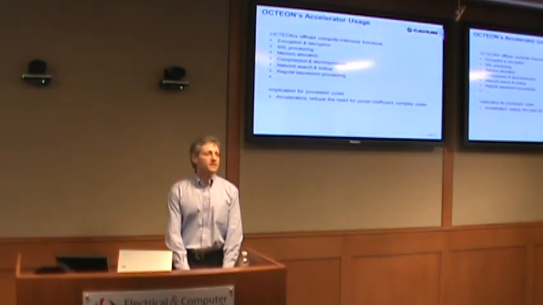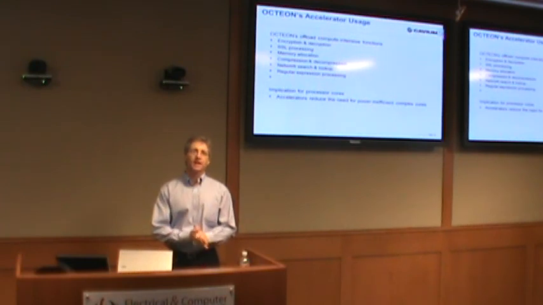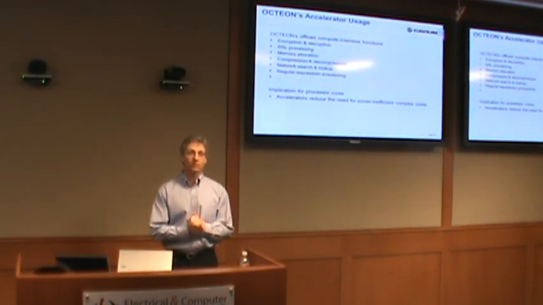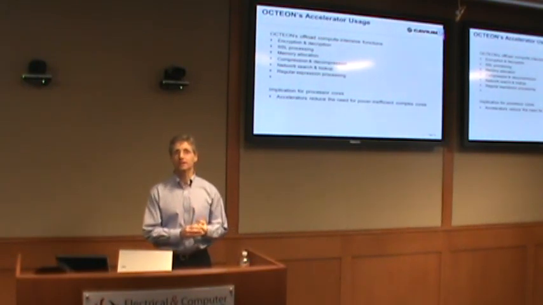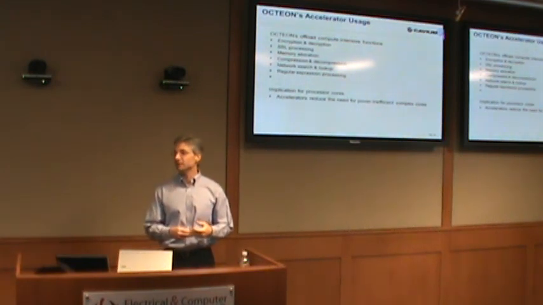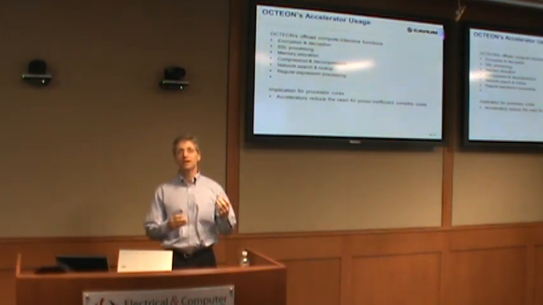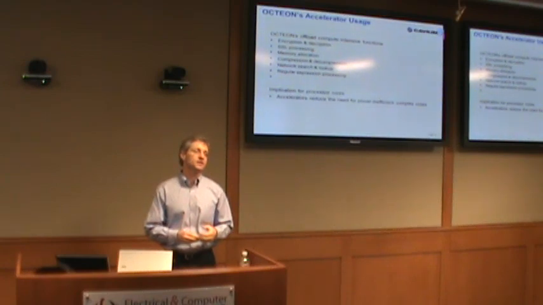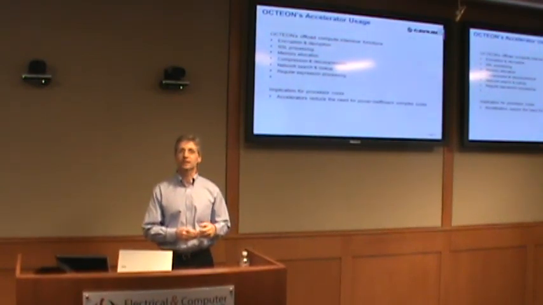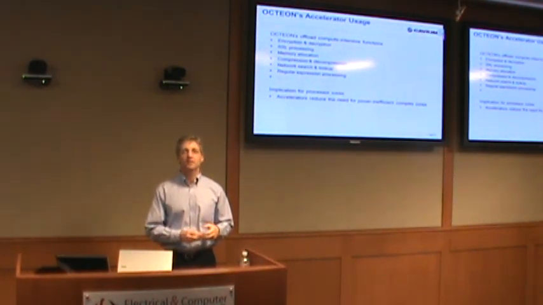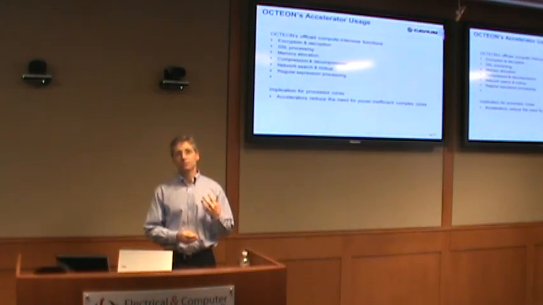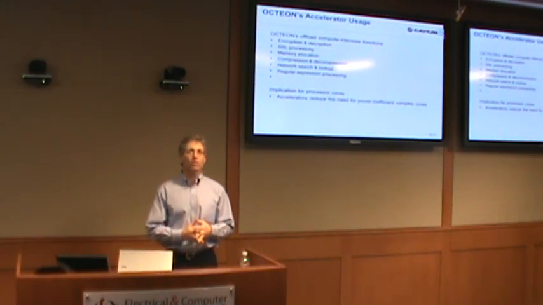There are many kinds of coprocessors in the Octeon device, all of which, as it turns out, are well suited for networking applications: encryption, decryption, memory allocation, compression, decompression, network search algorithms, regular expression processing. So we think accelerators like this are very important.